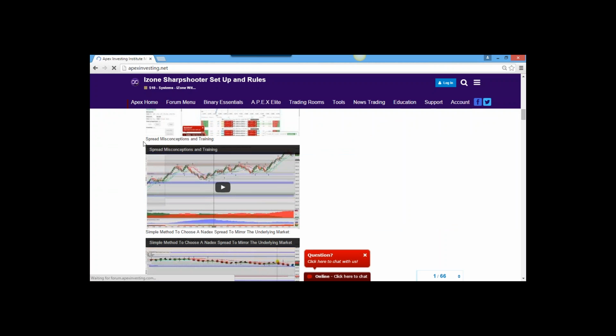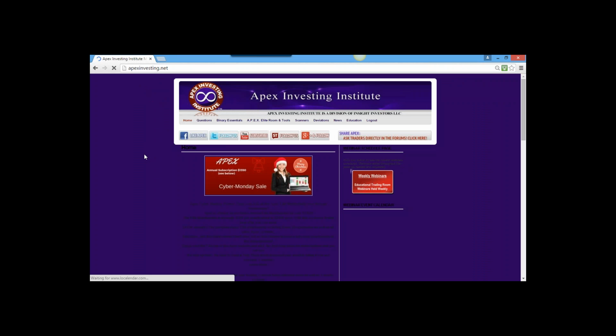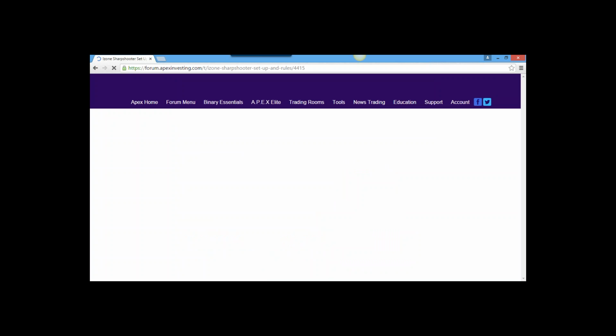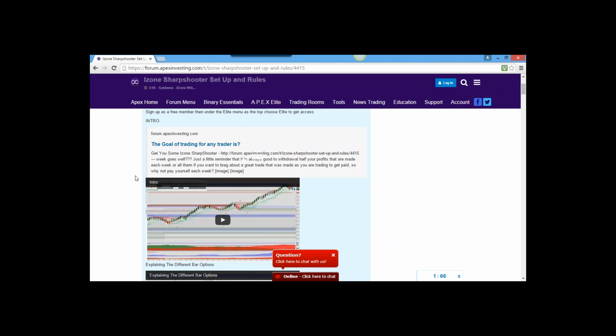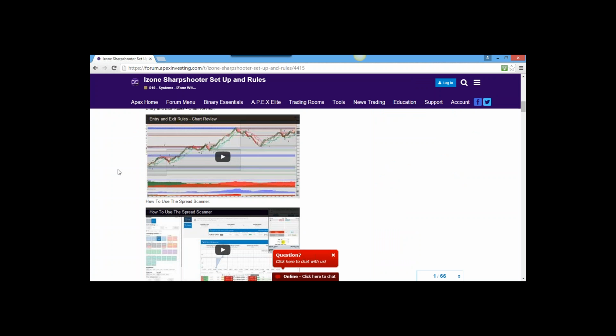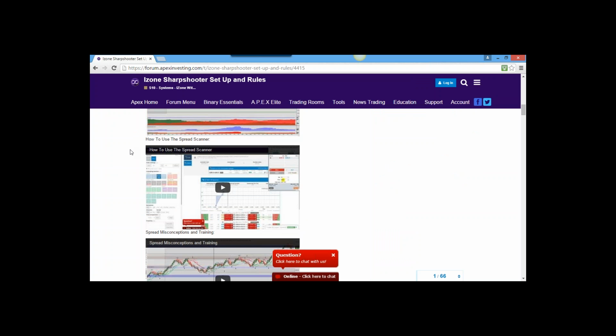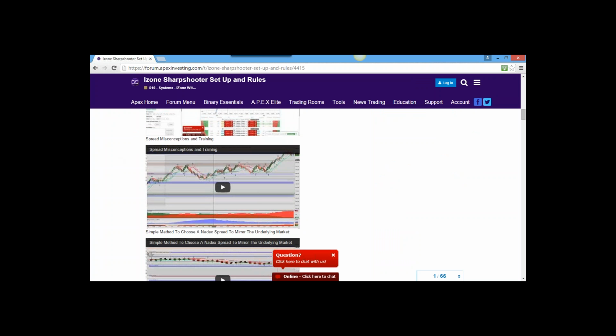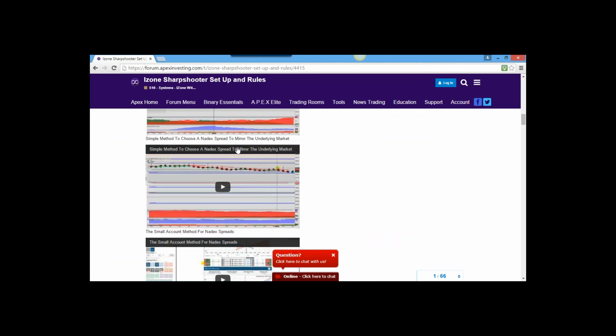So yes, if you're on the Apex website, go right here under the Apex Elite Room. Step number 3, step-by-step courses. Go to iZone Sharpshooter. This walks through step by step the main system we use to trade spreads. And then after the main system, we break down spreads for you: how to use our spread scanner, spreads misconception, the simple method to choose a Nadex spread to mirror the market. When we say mirror the market, that means tick for tick, dollar for dollar.